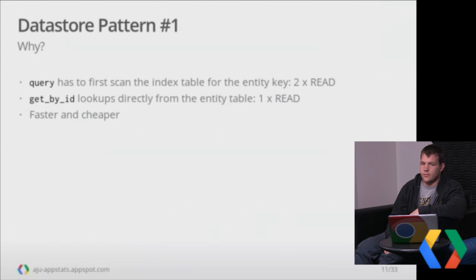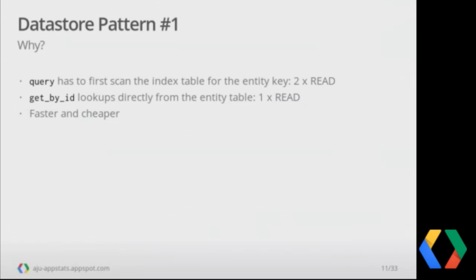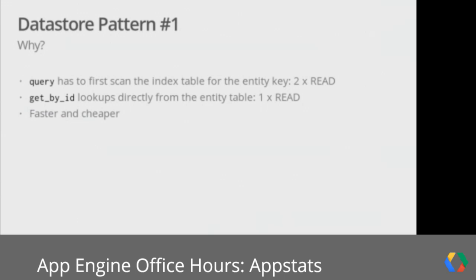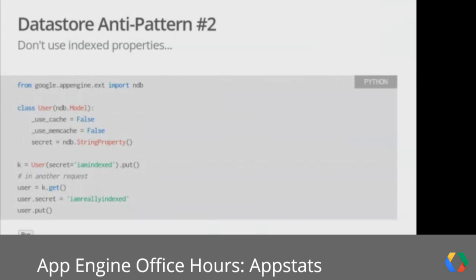So advancing to the next slide, Danny. Yep. Just sort of explains why. Essentially, recapping what we were talking about. Queries require more RPCs and they're more expensive. Yep. All right. So anti-pattern number 2.